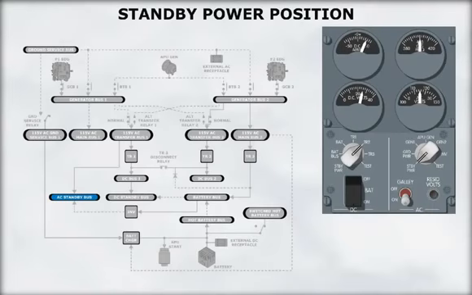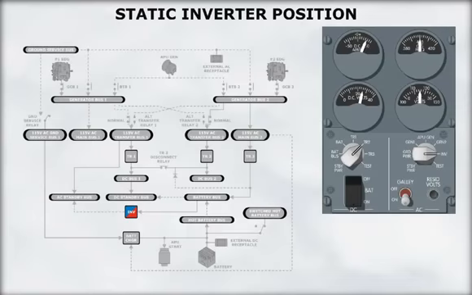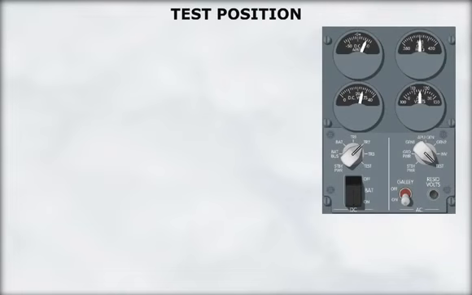Selecting standby power displays the frequency and voltage of the AC standby bus. Normal frequency and voltage are 115 volts and 400 Hz, regardless of the power source to the bus. The static inverter position checks inverter voltage output similar to the standby power position. The test position is used by maintenance.